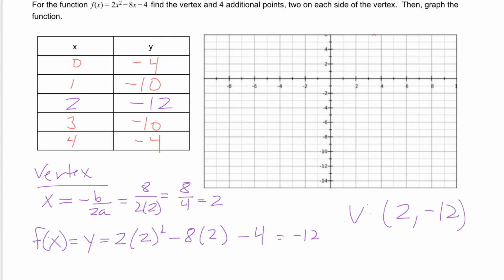Now that I have my table filled out, I want to go ahead and plot those points on my graph. So I have the point 0, -4, so I'll plot that, which is right here. Then the point 1, -10, which is right here. The point 2, -12. The point 3, -10. And 4, -4. Notice that my points are forming that U shape, so I'm going to go ahead and curve it as it goes up and to the right and as it goes up and to the left.